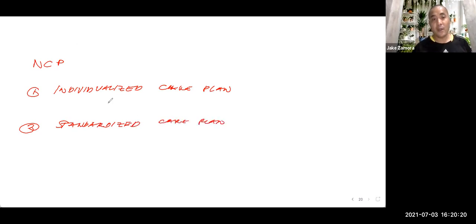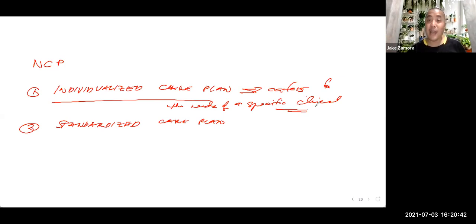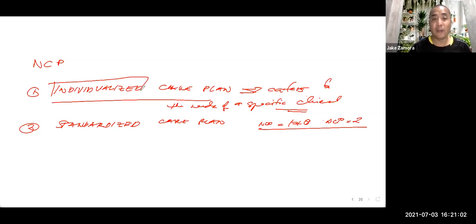What's the difference, guys? Your individualized care plan caters to the needs of a specific client. It does not apply to all. Meaning, the care plan for patient 1 will not be the same as the care plan for patient 2. They may differ, which is why it is called individualized. It's tailored to cater to the needs of a specific client.